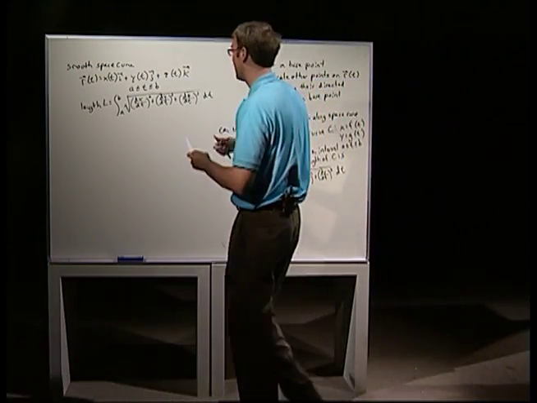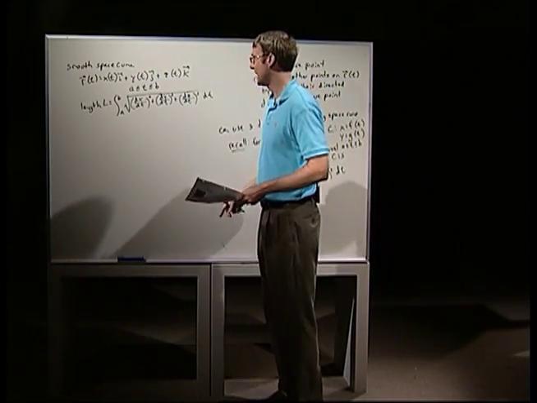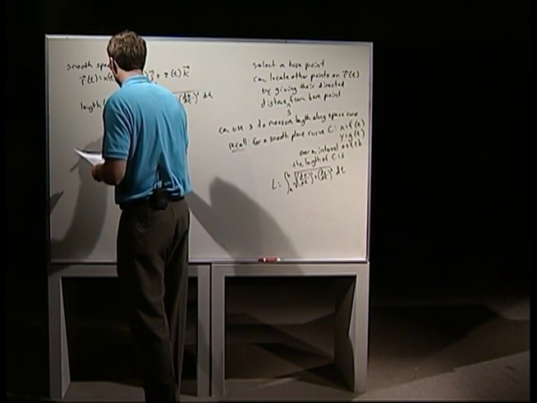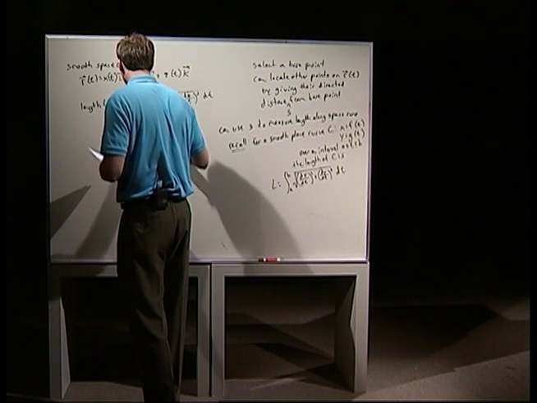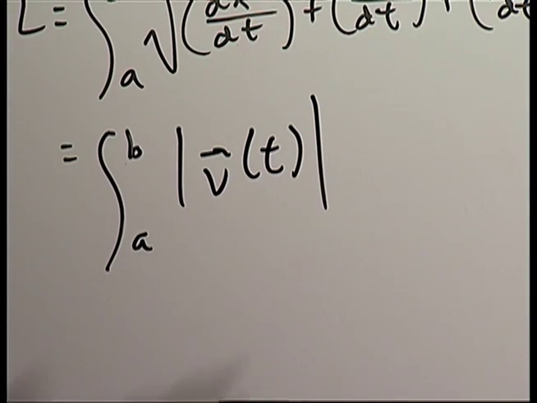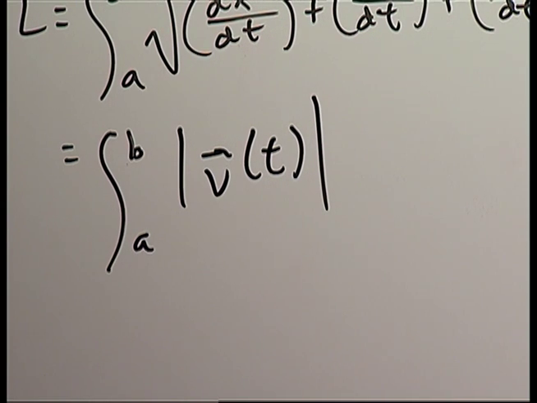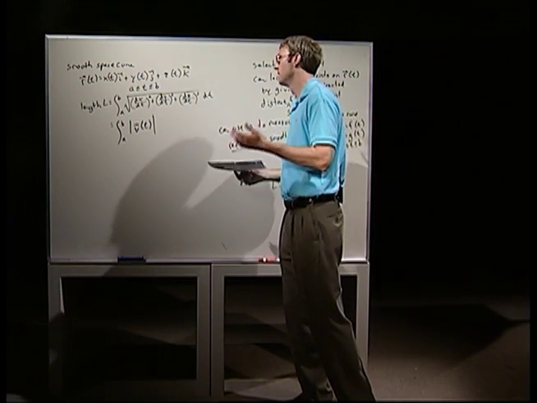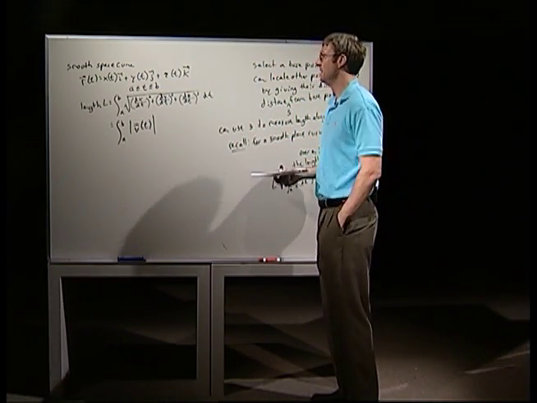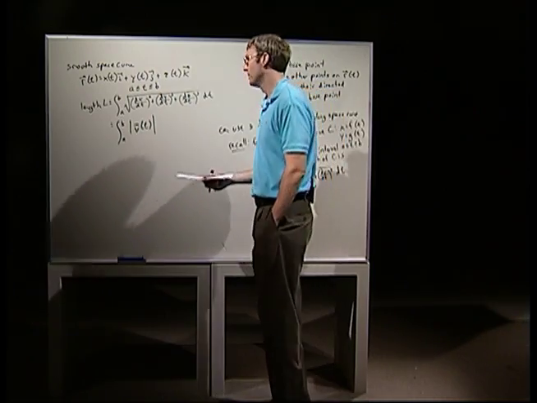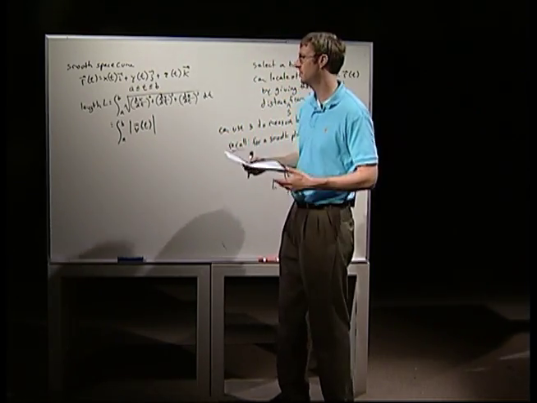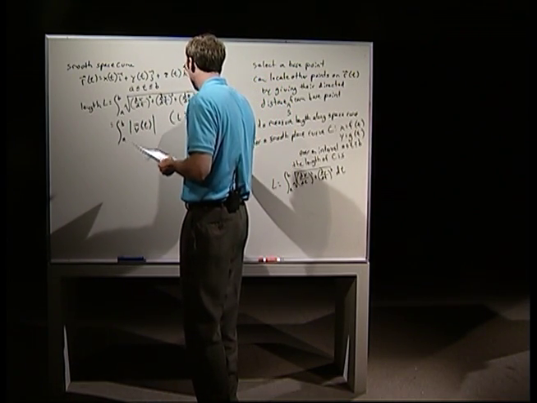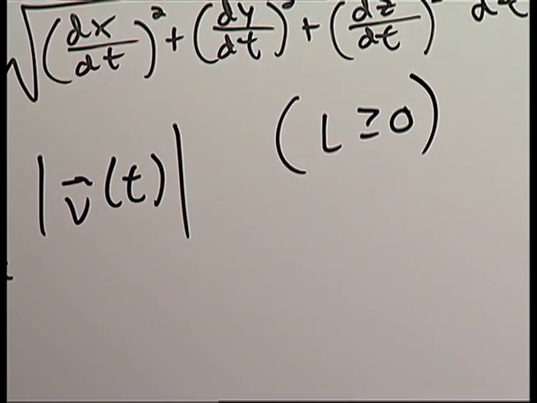As a shorthand way, we recognize this as something else. In fact, this is the length of the derivative. The derivative is x prime of t i plus y prime of t j plus z prime of t k, and square those, sum them, take the root. That is the length of that velocity vector. So this is the length of velocity, and we can certainly see that L will always be greater than or equal to 0.